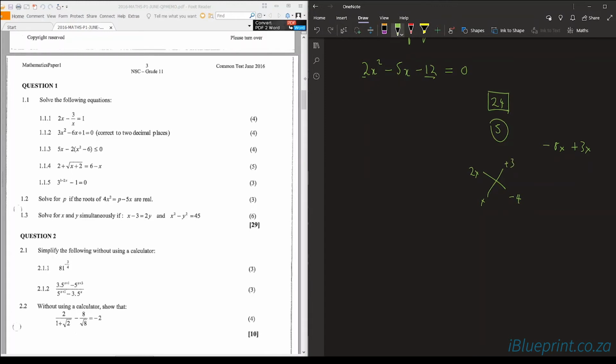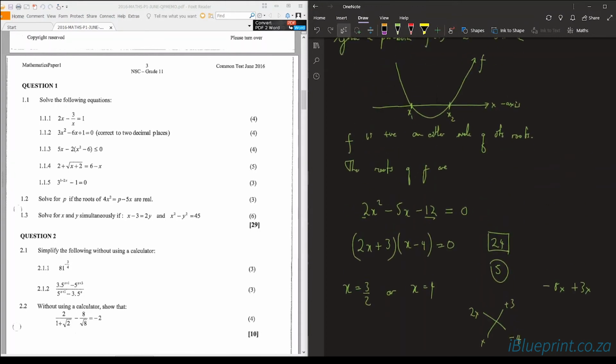2x times x indeed gives me 2x squared. 3 times minus 4 gives me minus 12. And minus 8x from this branch plus 3x from this branch gives me minus 5x. So the factorization is 2x plus 3, x minus 4 is equal to 0, x is equal to 3 over 2, or x is equal to 4.